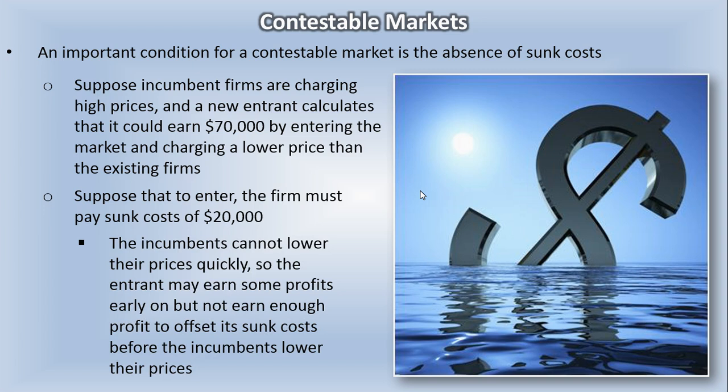So the incumbents, the existing firms, cannot lower their prices quickly, so the entrant may earn some profits early on, but those profits will not be enough to offset the loss of the $20,000 once the incumbent is able to lower their price as well, and therefore making it not even worthwhile for any firm to try to enter the market. And that's why there have to be no sunk costs in contestable markets.